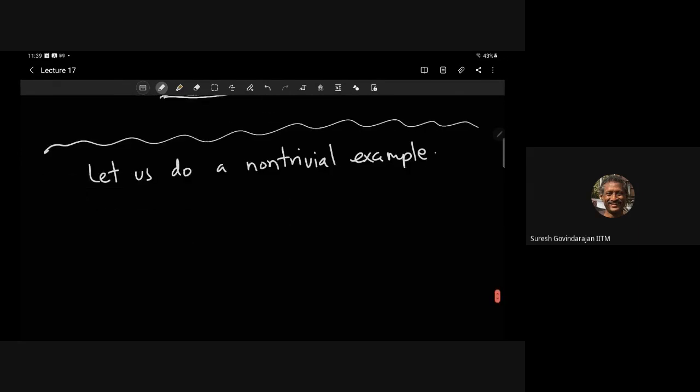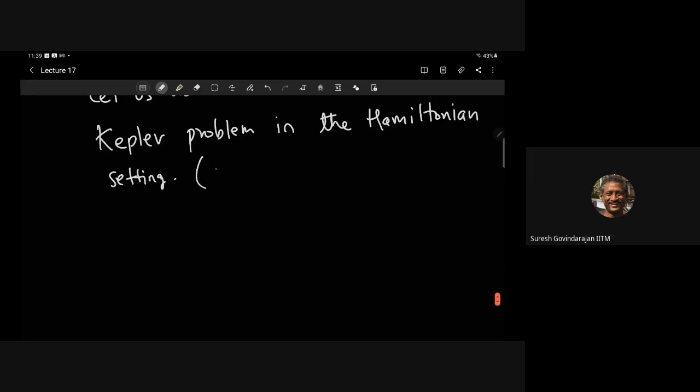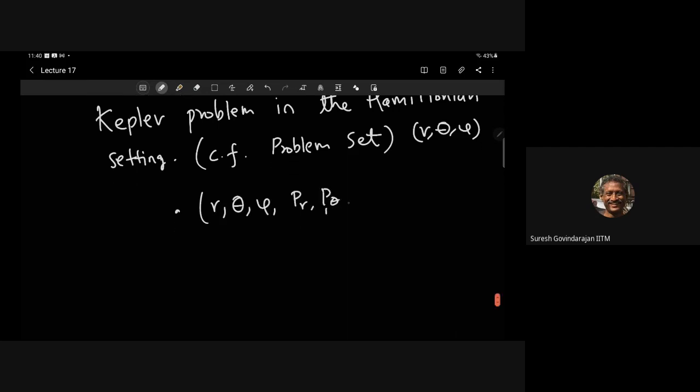Okay, so we'll look at the Kepler problem. In the Hamiltonian setting, we have already seen certain things, but the first step is to go and write. This is carried forward to your problem set. So you can show that, and we saw that it's better to use, in coordinate space, R, theta, phi, PR, P theta, P phi. So these are your variables in phase space.